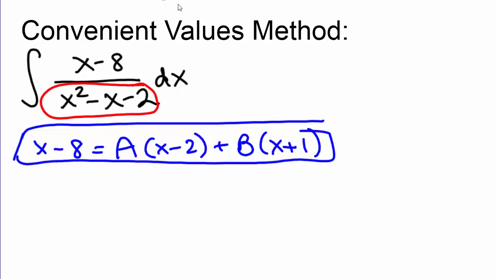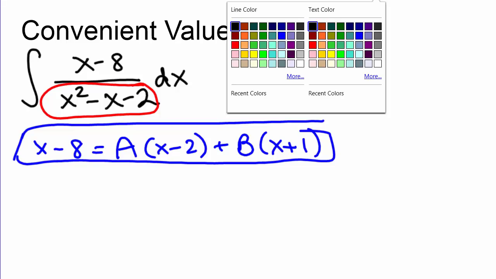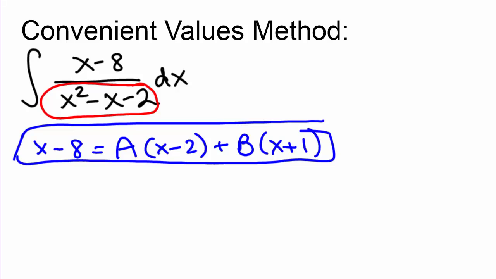So what we want to do is notice that this expression is going to be true if we put in the right values of a and b for any value of x. That means if we pick specific values of x, then a and b also have to hold for those specific values of x. So let's cleverly choose some values of x.